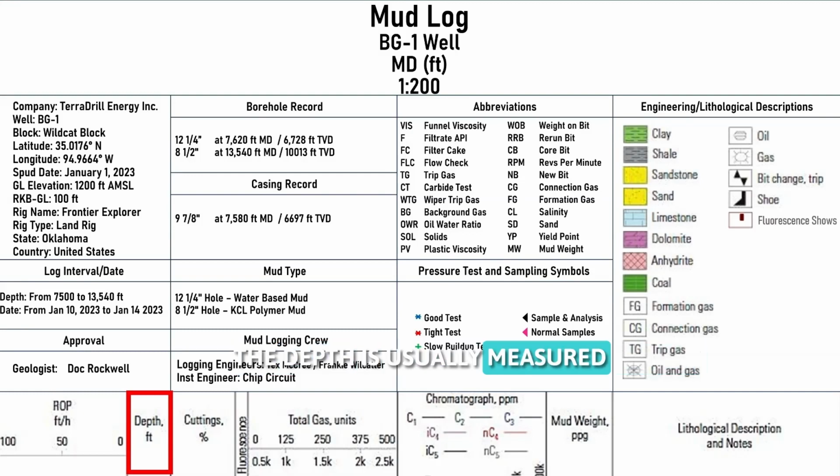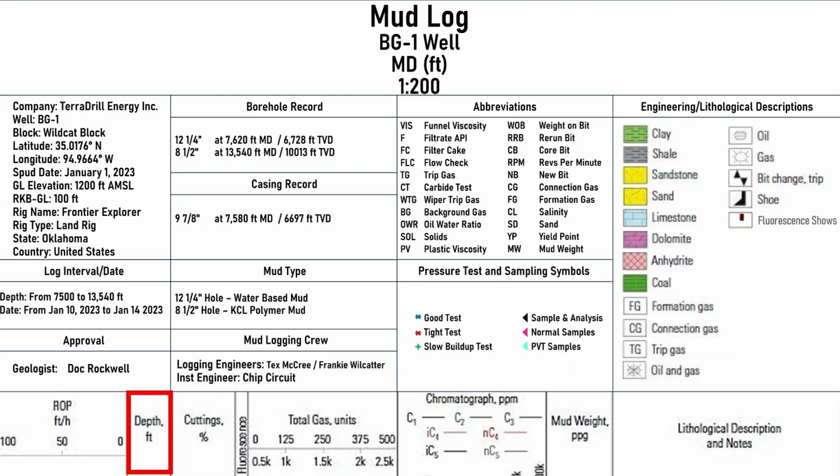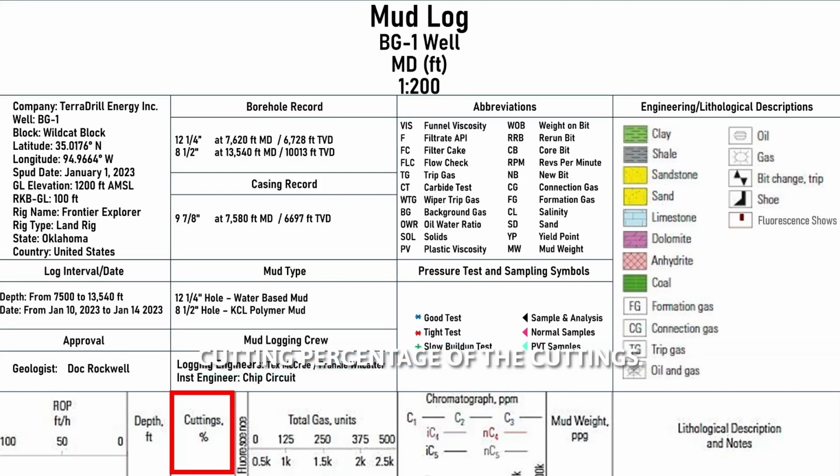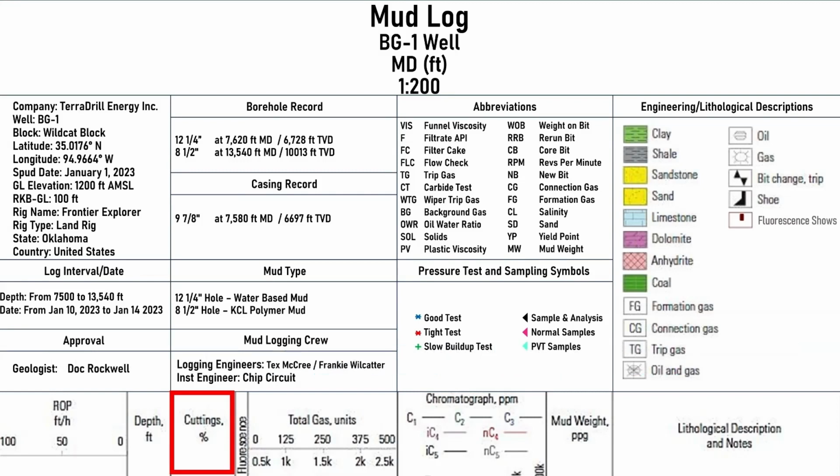The depth is usually measured in feet or meters from a reference point, such as the rotary table or the sea level. The depth column also indicates the casing point, bit changes, coring intervals, and formation tops. Cuttings percentage. The cuttings percentage column on the mud log shows the estimate of gross lithology as a percentage of cuttings. It helps to identify the different types of rocks encountered during drilling, such as shale, sandstone, clay, etc.